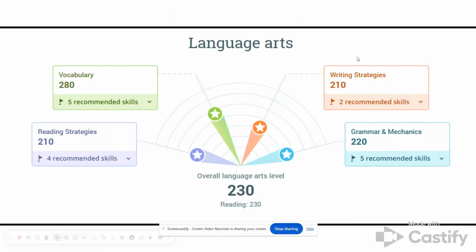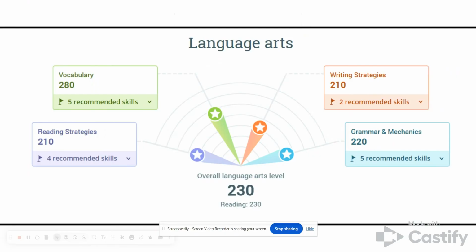Language arts has 4 domains. We have vocabulary, reading strategies, writing strategies, and grammar mechanics. And when we're looking at the numbers, you might think, I don't know what these numbers mean. But how iExcel works is these are the grade levels. So 100 is first grade, 200 is second grade, 300 is third grade, 400 is fourth grade. And if we have a number like 230, that is a second grade student in the 3rd month.